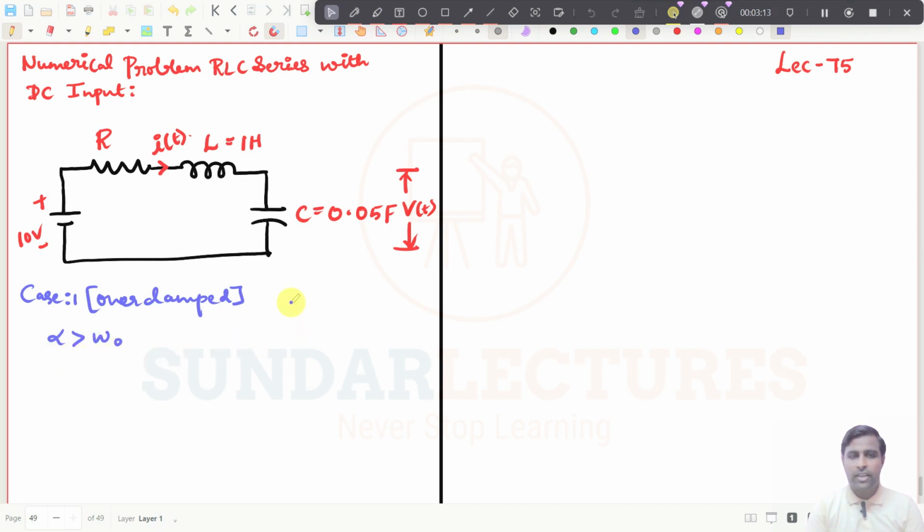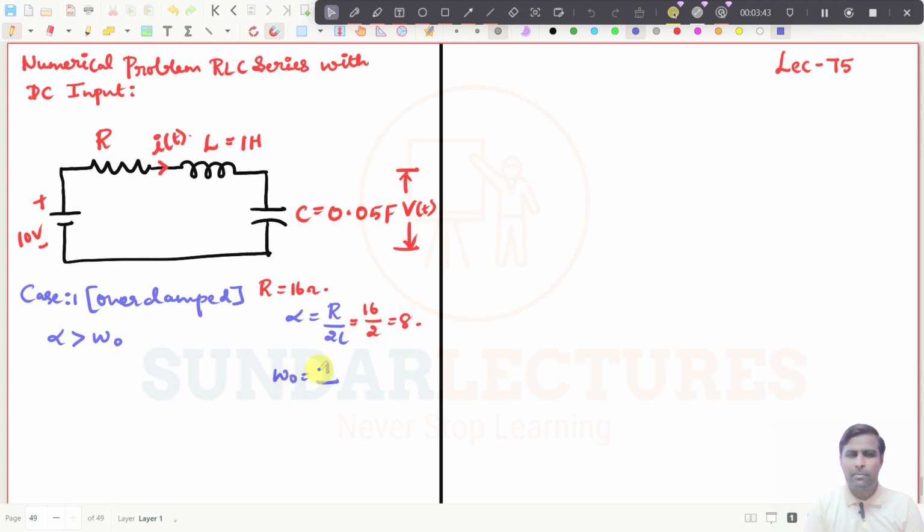So what is alpha here? I will write it down here. Alpha is equal to R by 2L. And here I will take R equal to 16 ohms, a greater R, so that it will be an overdamped condition. So alpha is 16 divided by 2, which is 8, right? So the alpha value will be 8, and now I am going for omega naught.